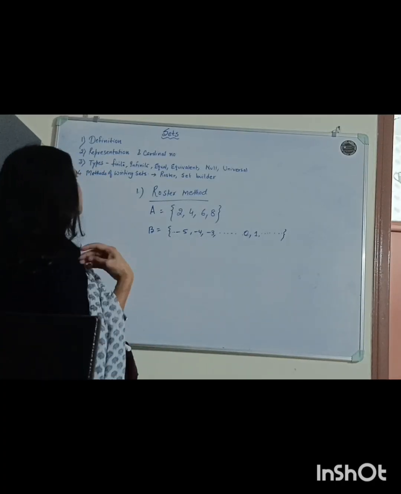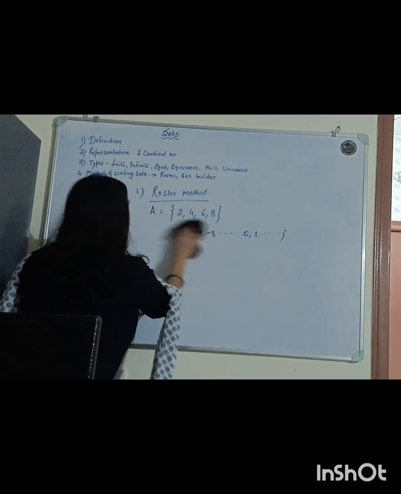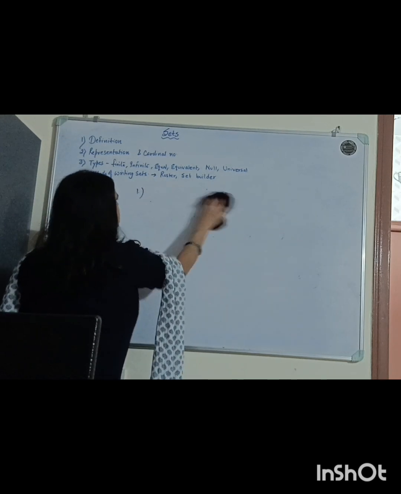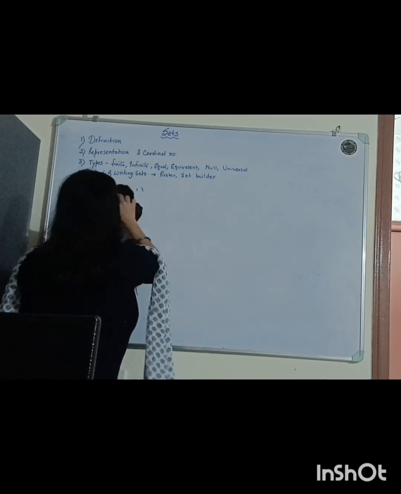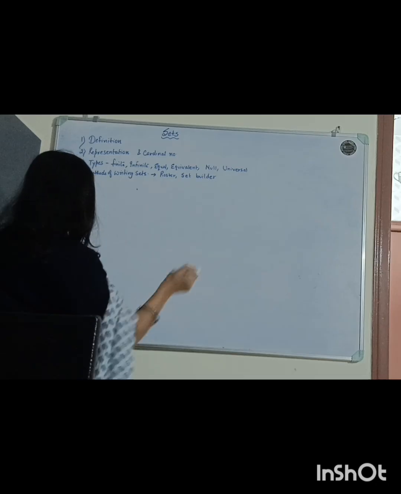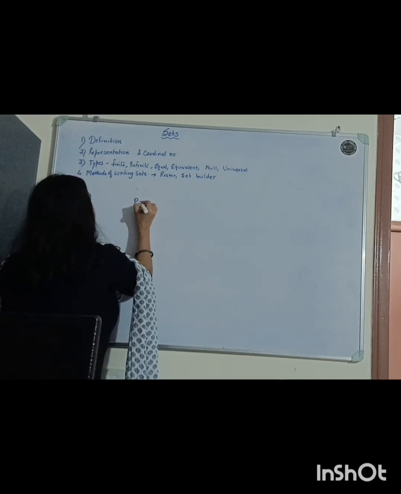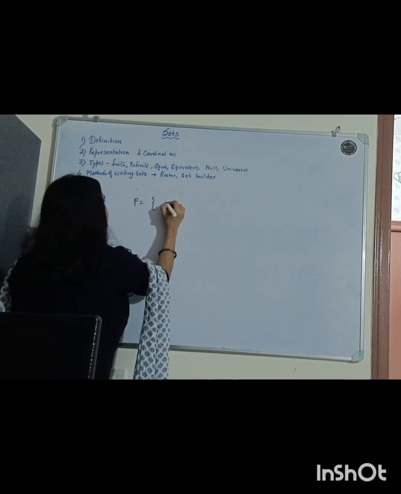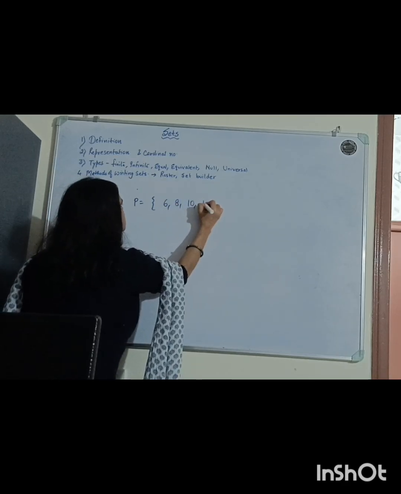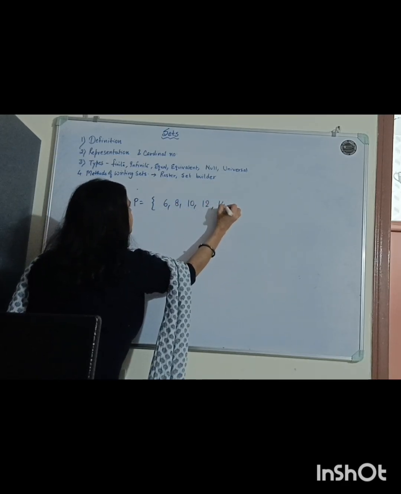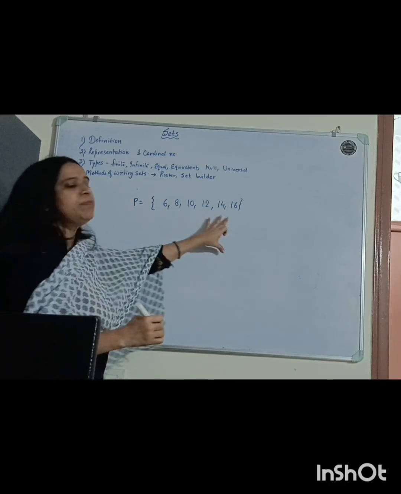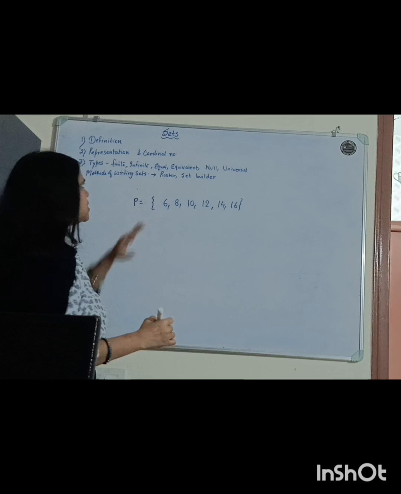Now we are going to study the set builder method. In the set builder method, we are defining the characteristics of the set. Suppose I am writing the exact values of the set, P equal to 6, 8, 10, 12, 14, 16, that's it. These are the members of the set. So how can we write it in set builder form?